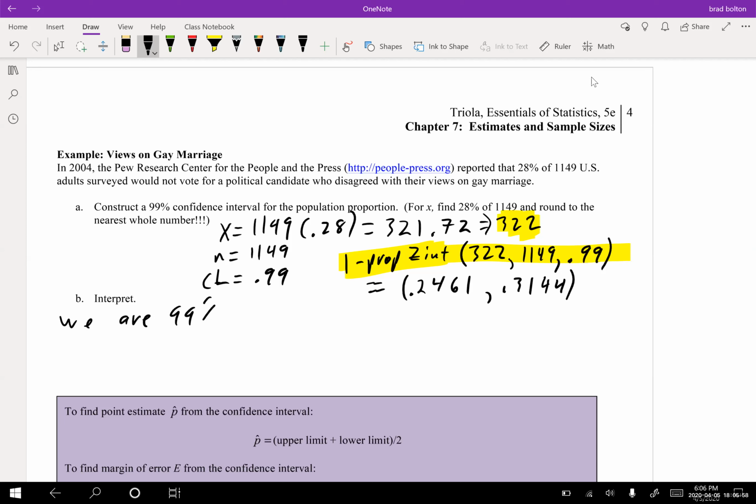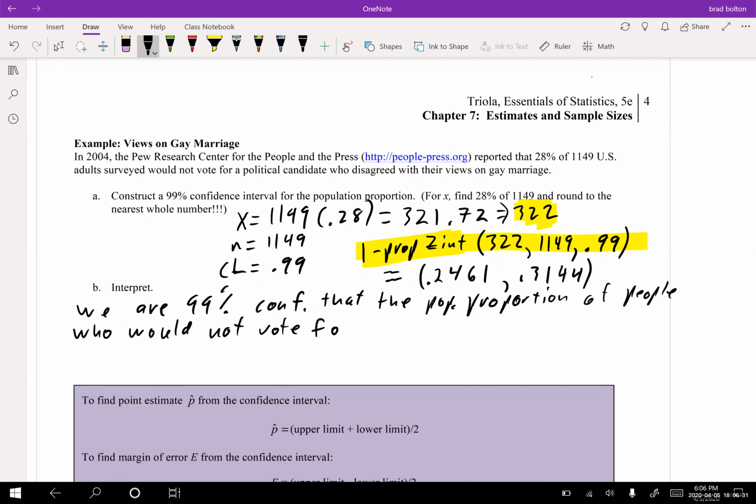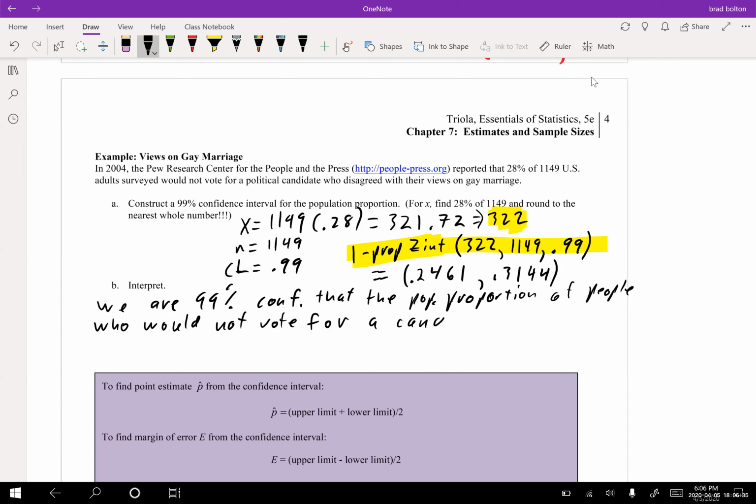We are 99% confident that we could say the true population proportion, or the population proportion, which is a fancy way of saying the percentage of people who would not vote for a candidate who disagreed with their views of gay marriage. So again, you have to incorporate the problem back in. I'm just rereading the problem.